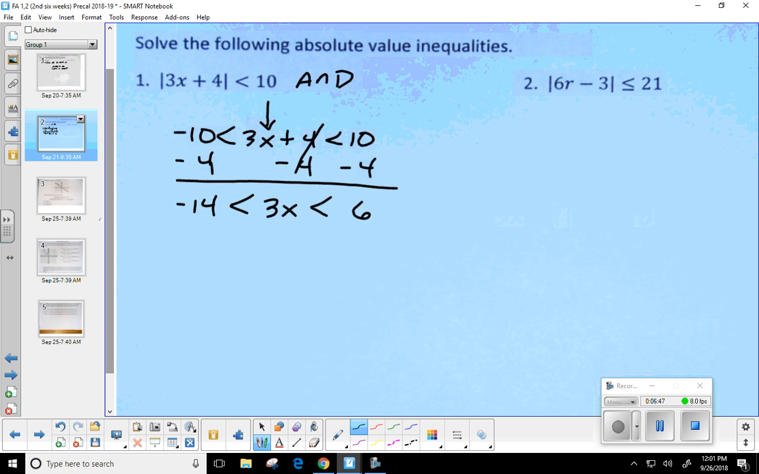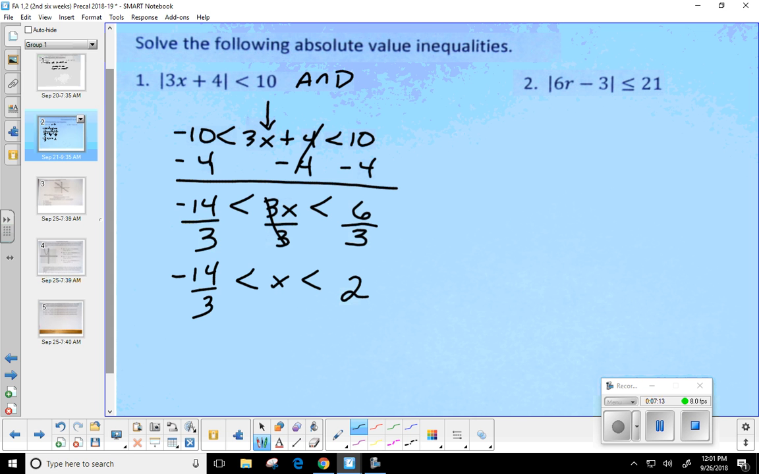Okay, so what's my last step here? Divide by 3. There we go. So divide by 3, so I've got x in the middle. Negative 14 thirds, I'll just leave that as an improper fraction, is less than x, which is less than 2. There we go. So only the values of x between these boundaries are going to make this a true statement.